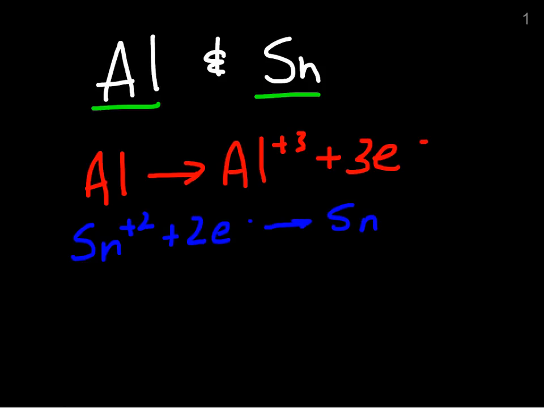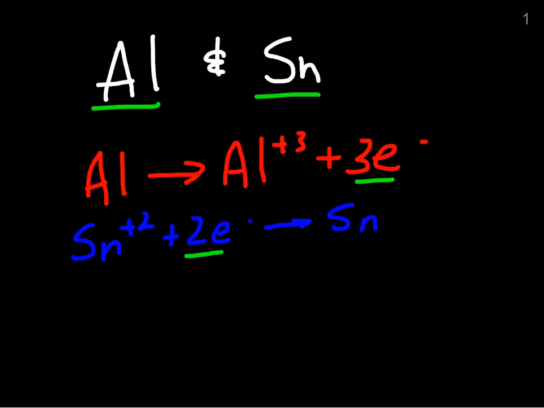Now, when you're determining voltage of cells, it doesn't matter how many electrons are going on. I don't need to balance the electrons at this point. There are cases where you do have to worry about it, but when we're determining voltage, it's not the balanced equation in terms of electrons that's important.